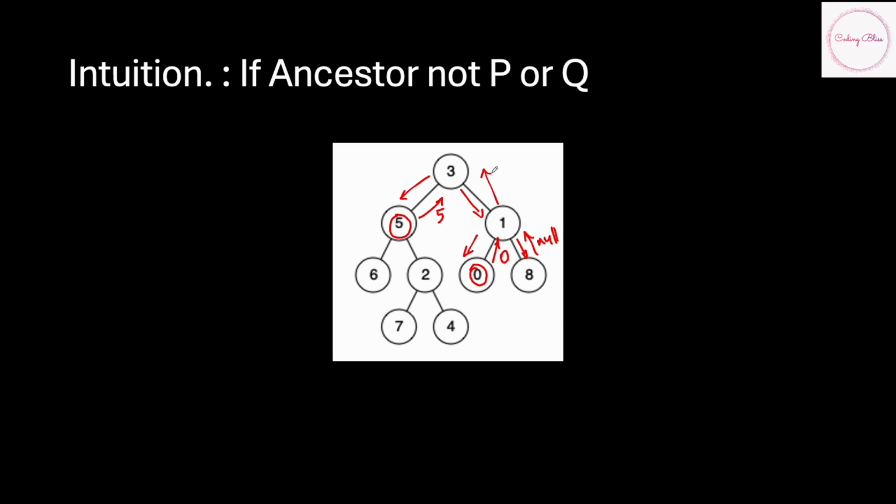So you will come here with 0, and so 3 will be returned, because that is your common ancestor. This applies to any case. As you can see, this is a very specific case where your ancestor is not P or Q. If that is the case, then this will work. The existing LCA solution as it is will work.